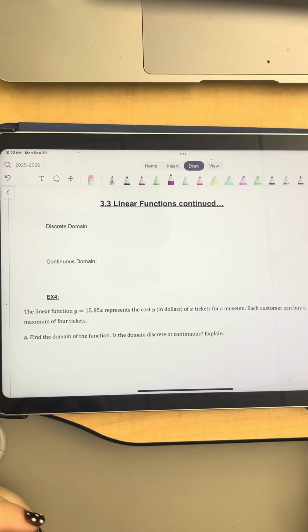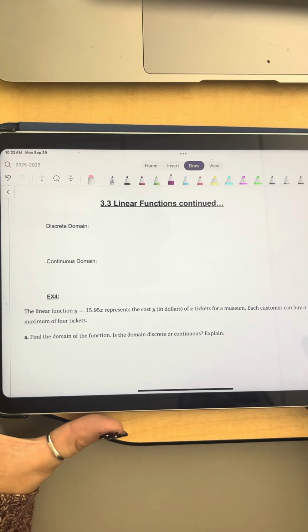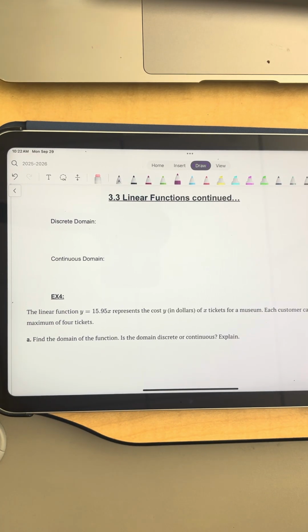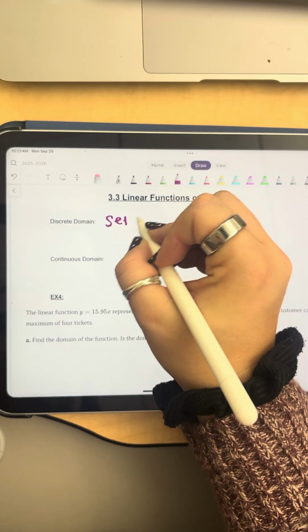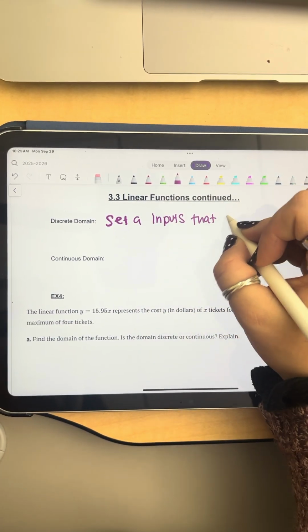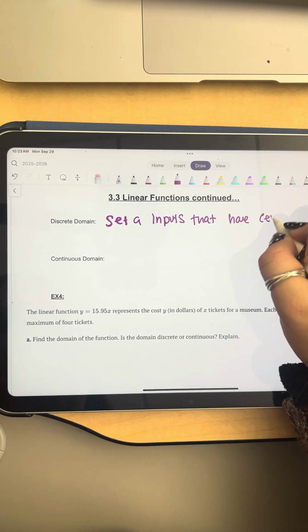Okay, this is a continuing 3.3 from yesterday. So we're going to keep talking about linear functions in discrete and continuous. So we've got two different types of domains that you can have. There's discrete and there's continuous. Discrete is a set of inputs that have certain numbers.